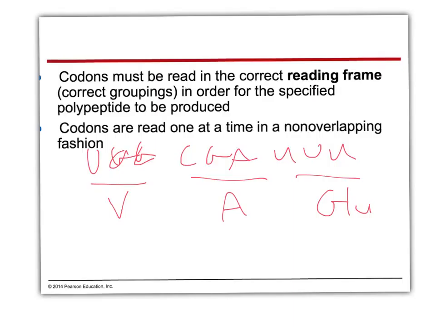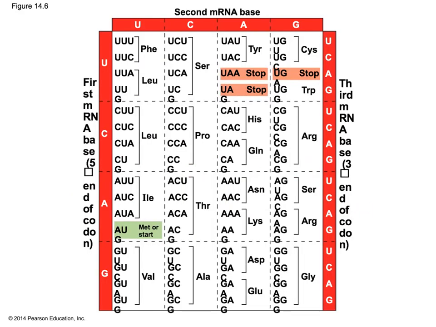Okay? Codons are read one at a time in a non-overlapping fashion based upon the structure of a ribosome. So a ribosome is going to bind like this, and it's going to position the mRNA so that it is in the right position and will read 3 base pair chunks. Okay? So the structure of the ribosome and the structure of the mRNA is important in the function of producing the amino acid. Okay? Here are your codons.